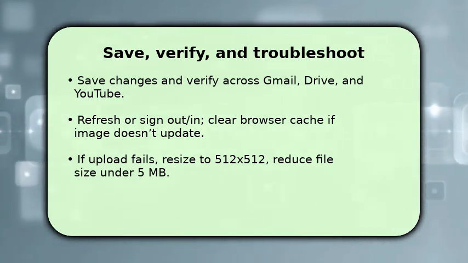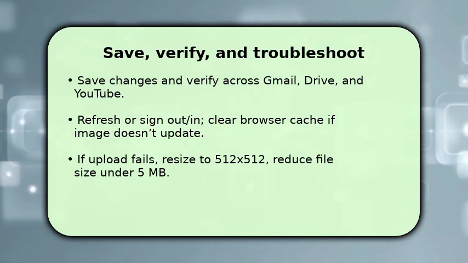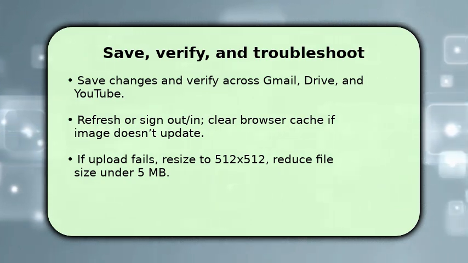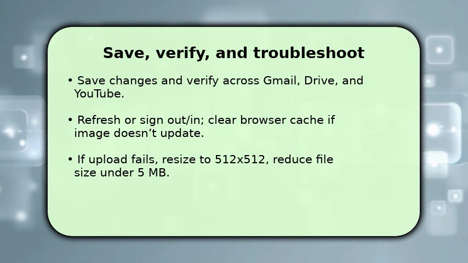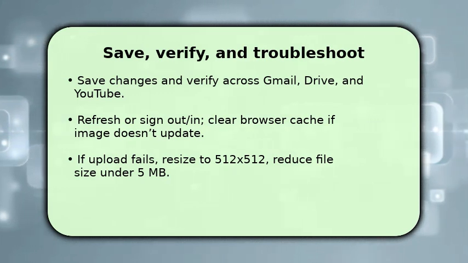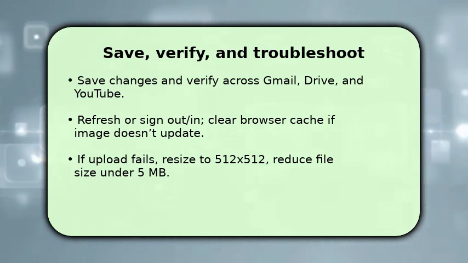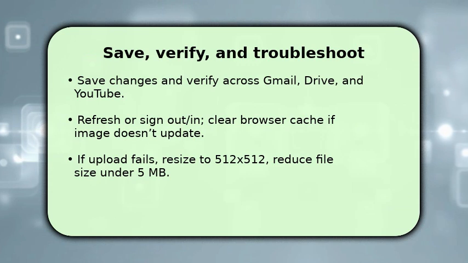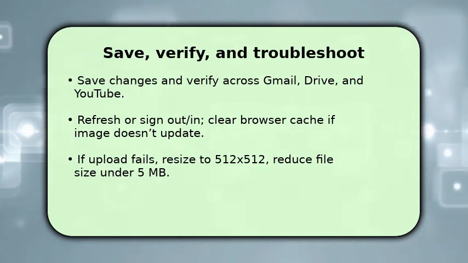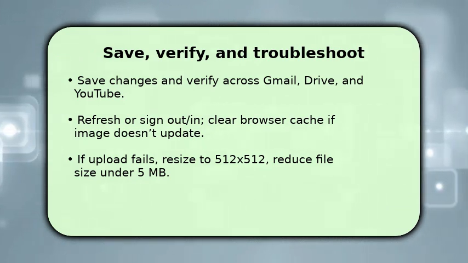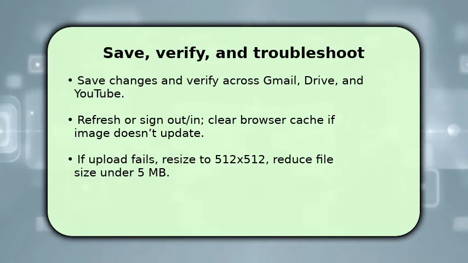On mobile, update via the Google app or account settings and allow sync time. If the image doesn't appear correctly, clear your browser cache or re-upload using a 512x512 file under 5 MB. One key troubleshooting tip: if cropping behaves oddly, resize externally to a square before uploading to ensure consistent results.